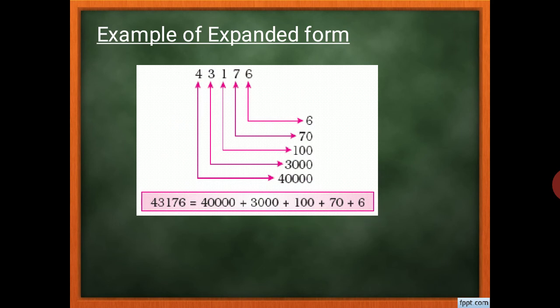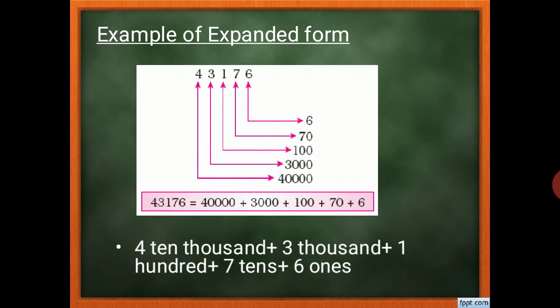So students, either you can write it in digits or you can write it in words, just like this. Beginning from 4, it becomes 4 into 10,000, then 3 into thousands, then 1 into 100, then 7 into tens, then 6 into ones. So either you can use digits or you can use words here.